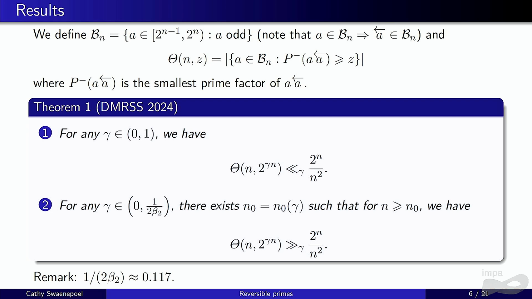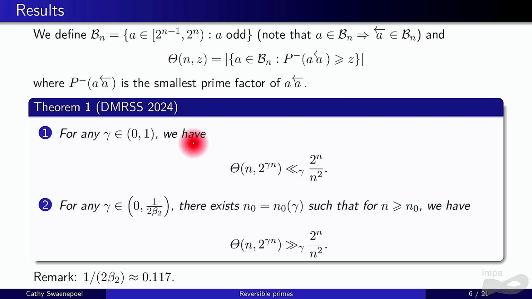We can prove that if z is of the form 2 to the power gamma n, then we have this upper bound. So theta of nz is at most a constant, which may depend on gamma, times 2 to the n over n squared. And this is for any gamma between 0 and 1. So this is for the upper bound. We also get a lower bound.